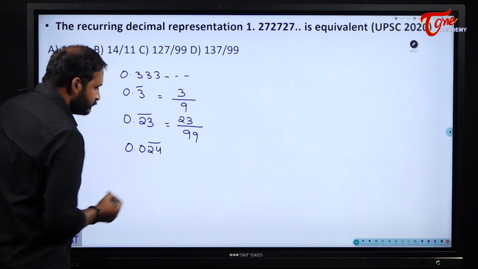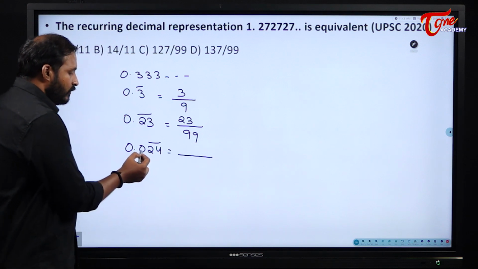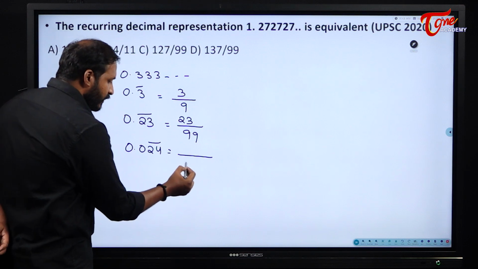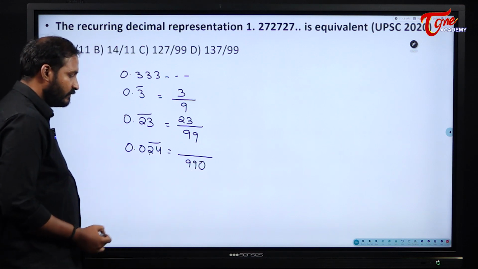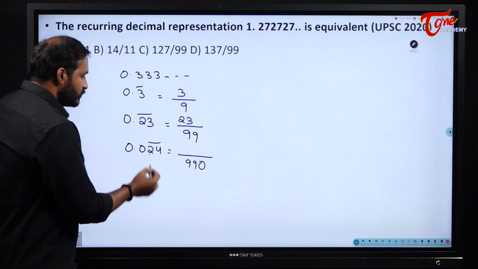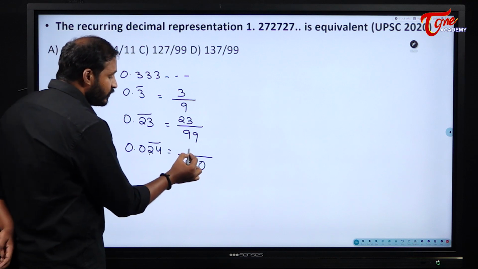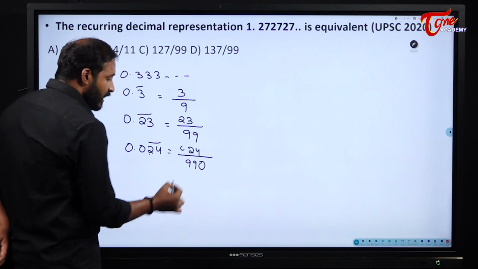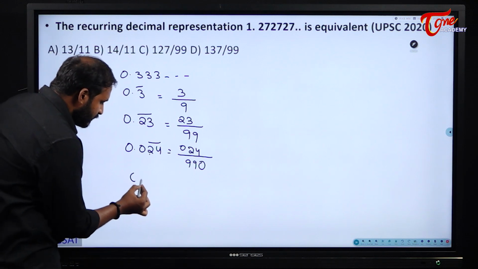For example, I have something like this, 0.024 bar. Now first fill the denominator. 1 non-repeating and 2 repeating. For 2 repeating, 2 nines. For 1 non-repeating, 1 zero. So in the numerator, actually you should write 024. 0 is not valid, so you can directly write it as 24. For your understanding, I will write 0 also.